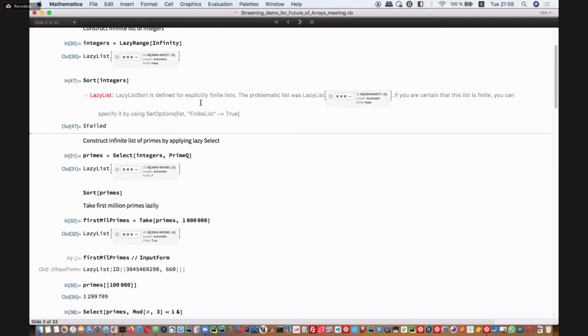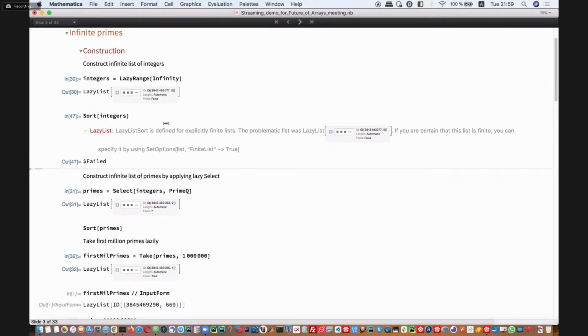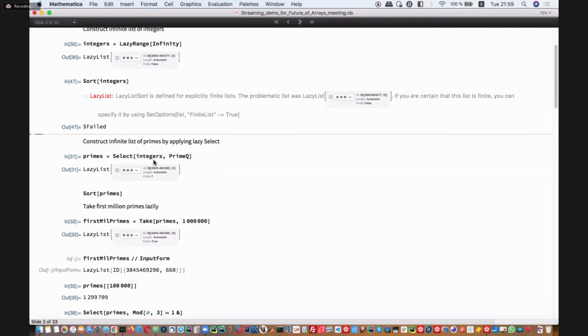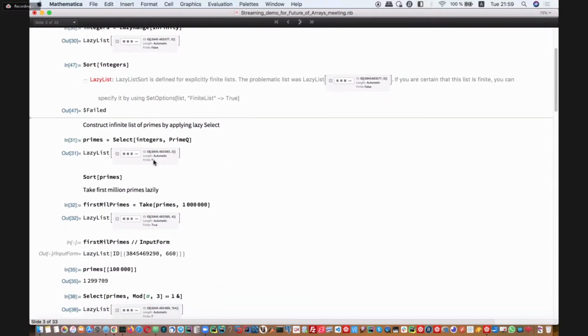Okay, lazy list is defined for explicitly finite list. The problematic list was, well, the error message might not be ideal. So notice that next thing, as I said on line 31, it didn't get the message from Euclid that there's an infinity of primes. Yes. Right, but the point is that analysis of whether that's finite, like if I'd said twin prime there, we have no idea. We don't know whether it's infinite or not. Yes. Right.